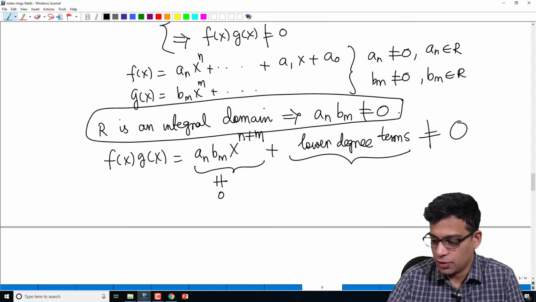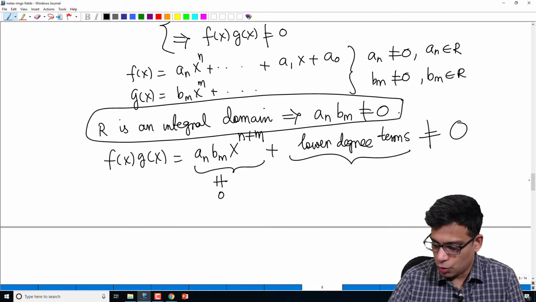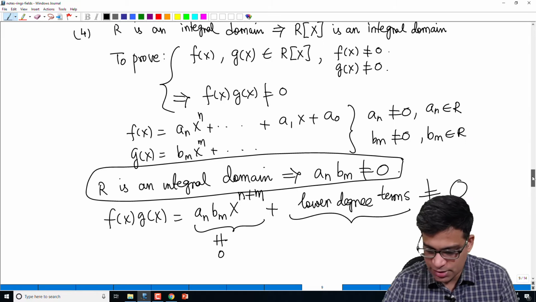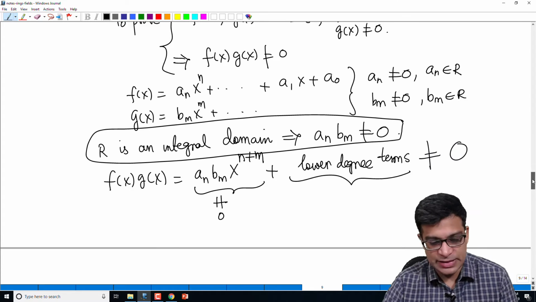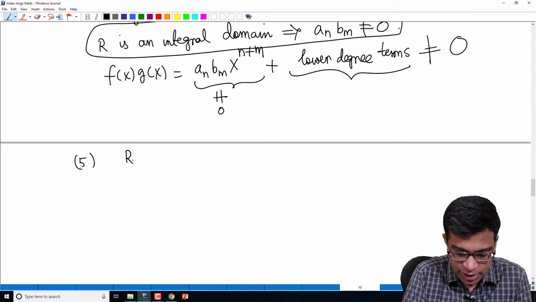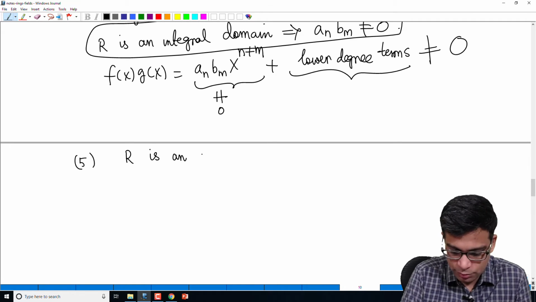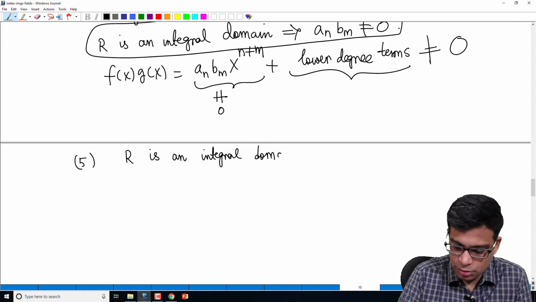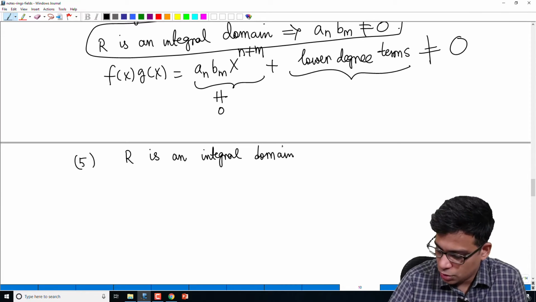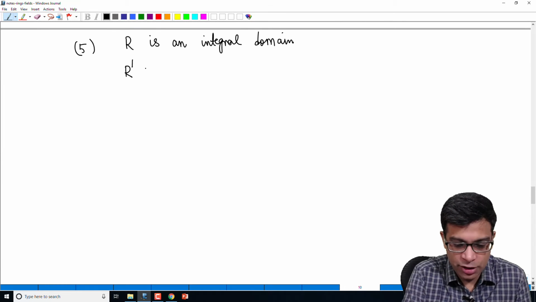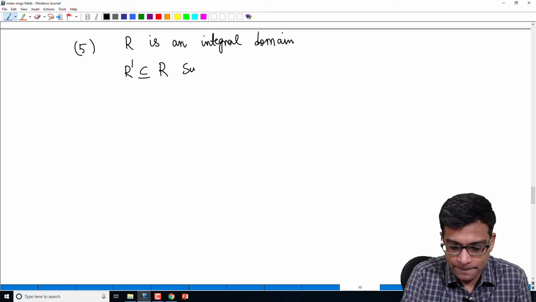So R being an integral domain is of course important. If not, then R[x] can't be an integral domain. That is because R sits inside R[x]. As an easy example, another example related to my remark just now: if R is an integral domain and let's say R prime is a subring of R.